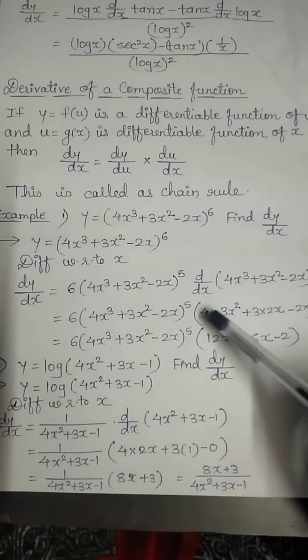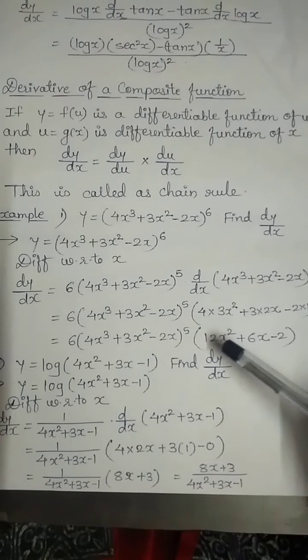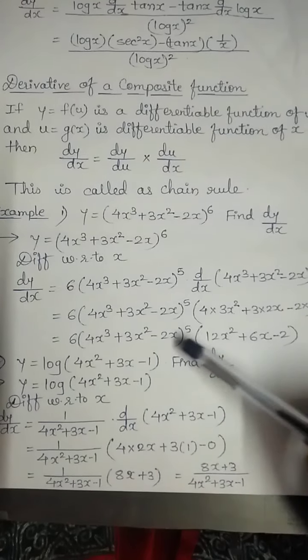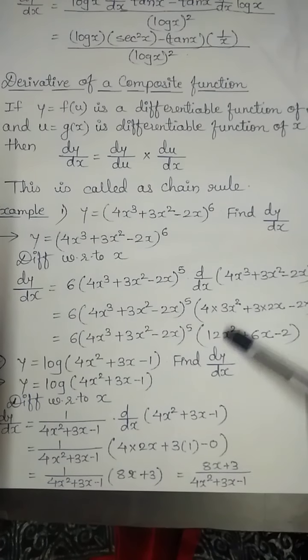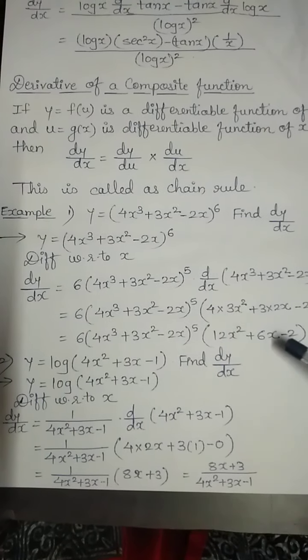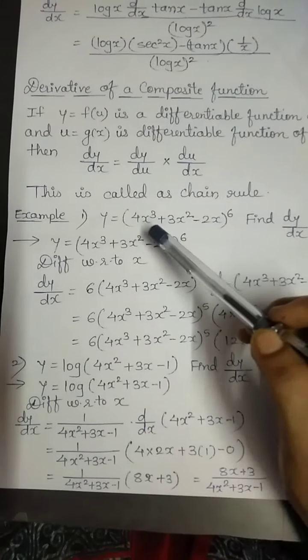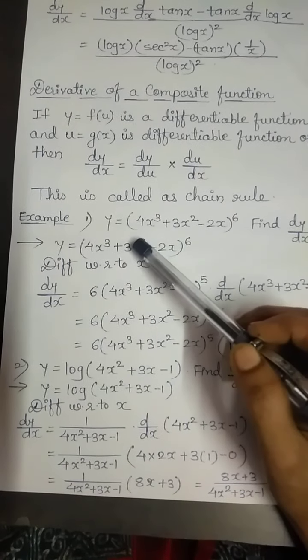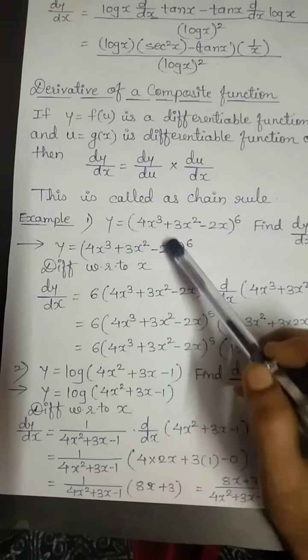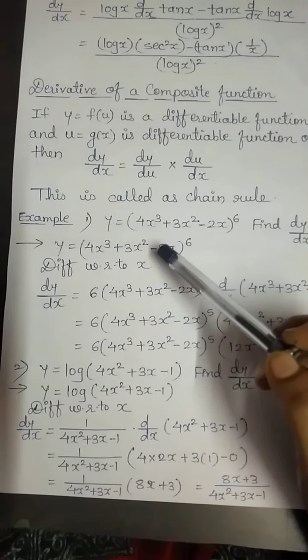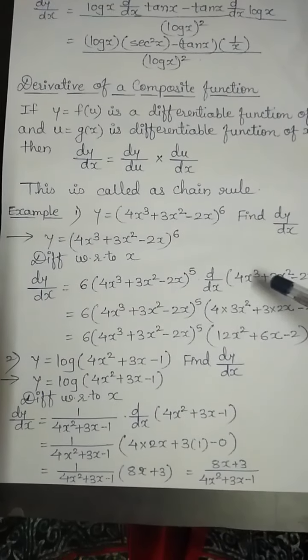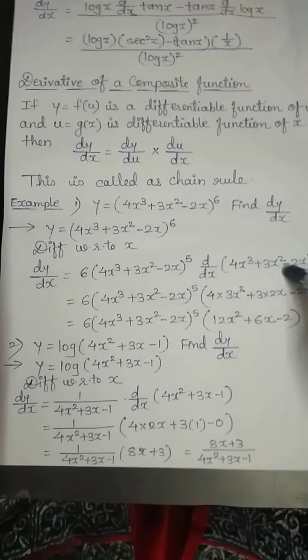So in next step, simplifying this, we will get first term will be as it is and 12x square plus 6x minus 2. Now either you consider this term as x or this term as u, but that term we will consider again to find the derivative.